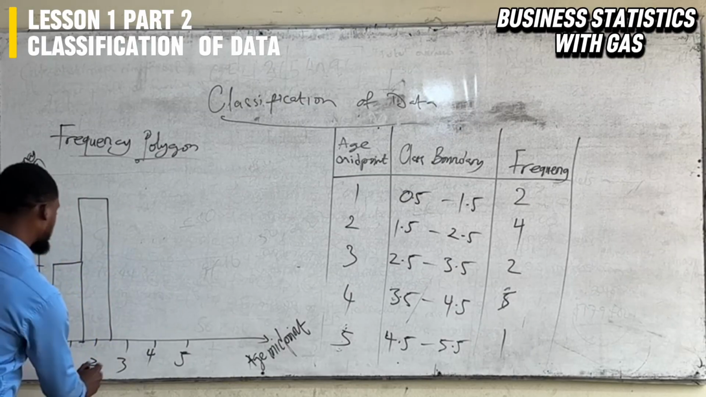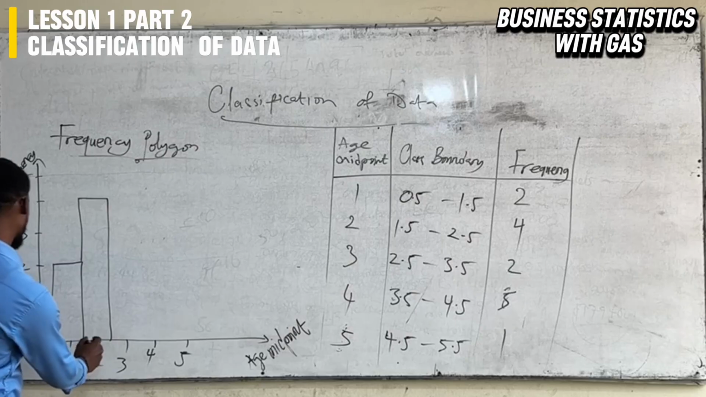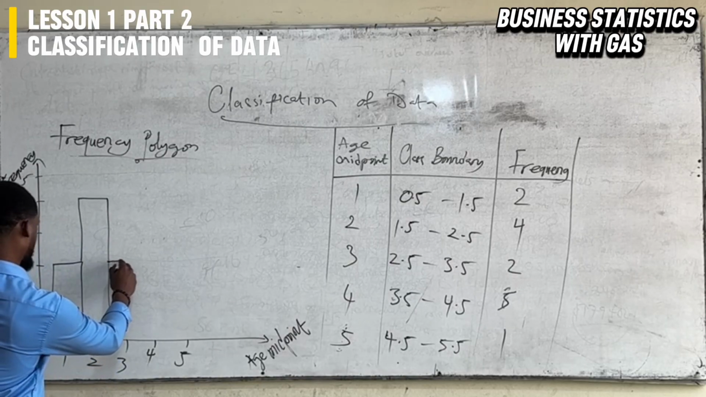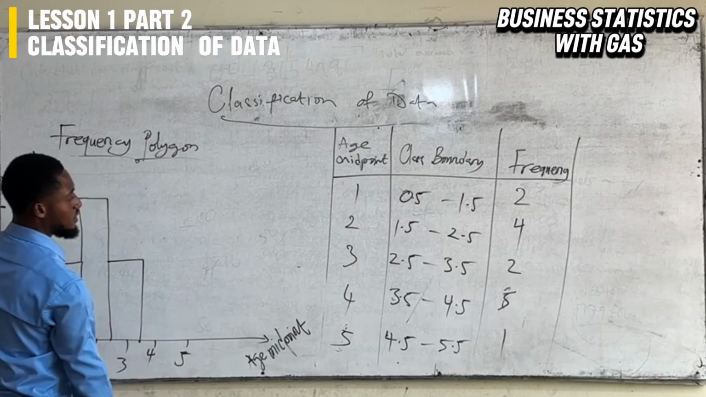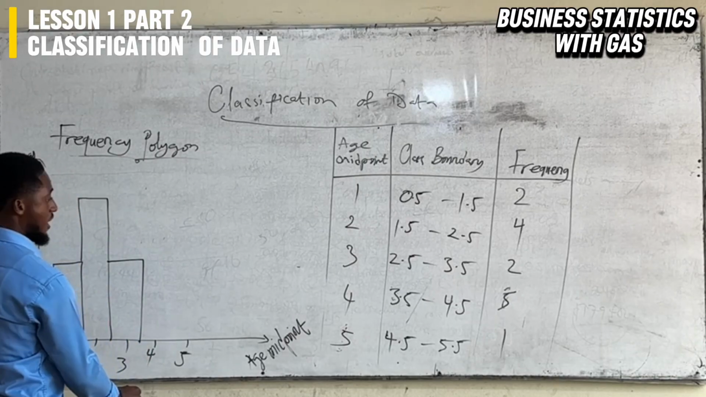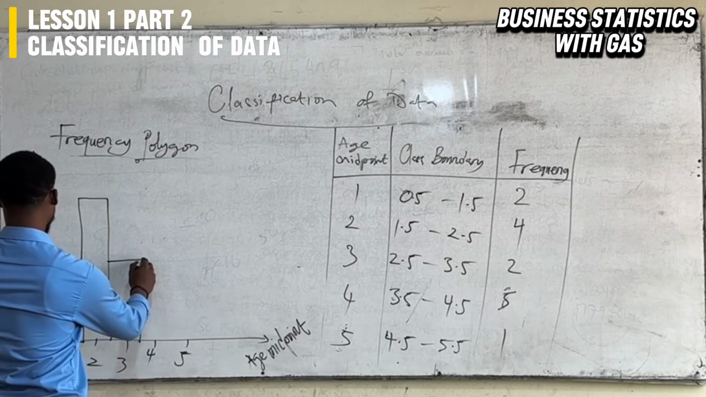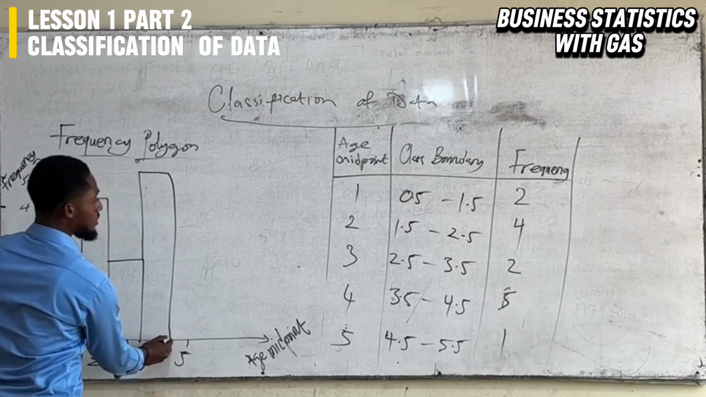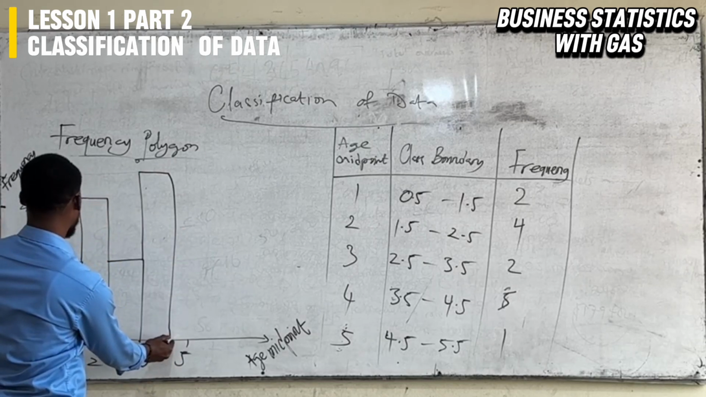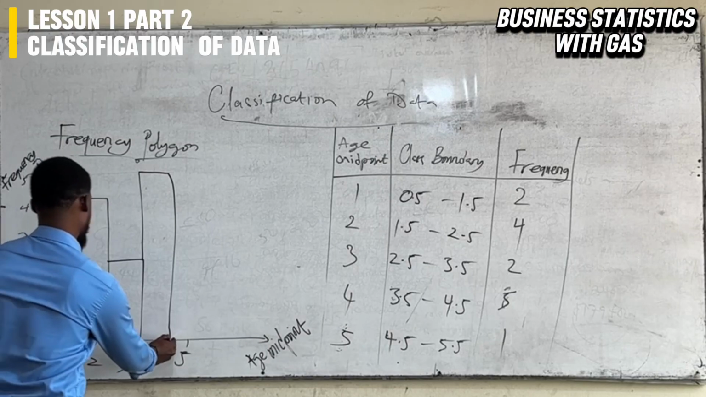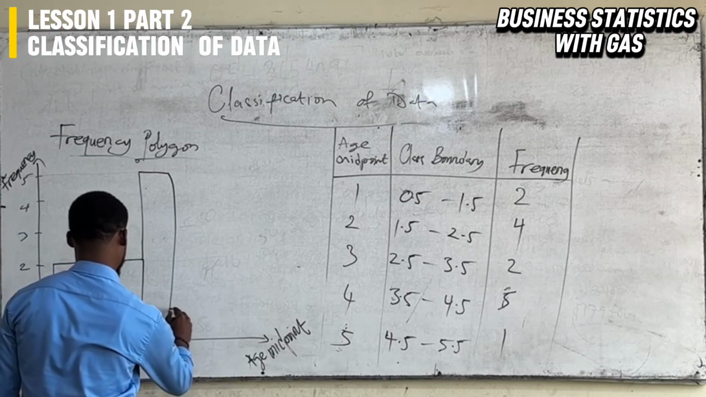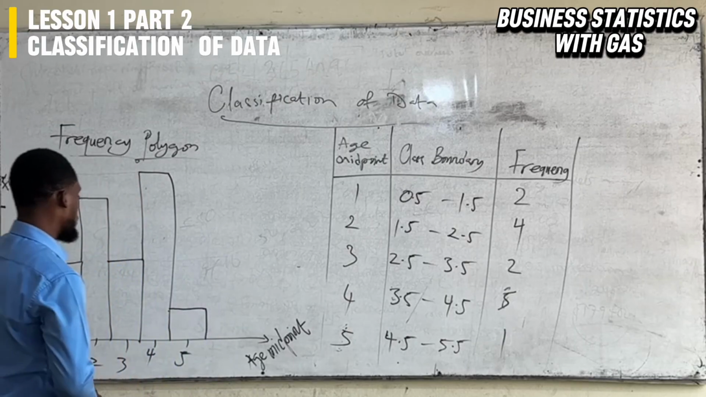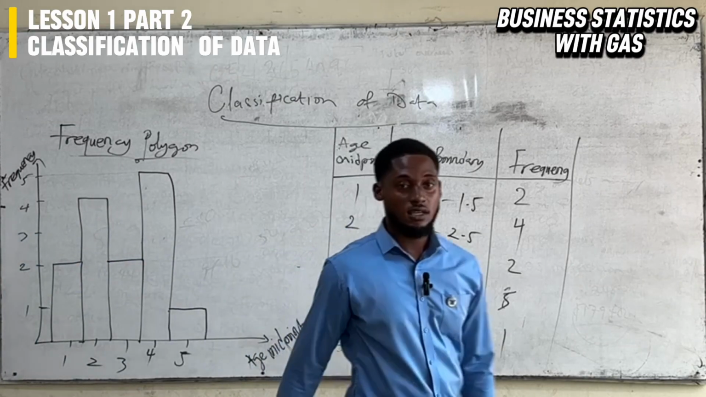Now 2.5 to 3.5 maps onto 2. Then we settle at 3.5. Then 3.5 to 4.5 maps onto 5, and we settle at 4.5. Then 4.5 to 5.5 maps onto 1. Then settle at 5.5. So now this is the block.